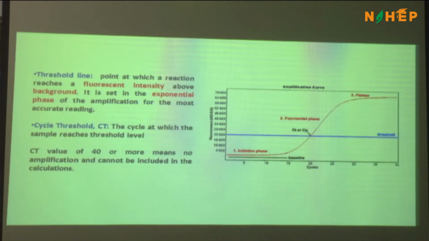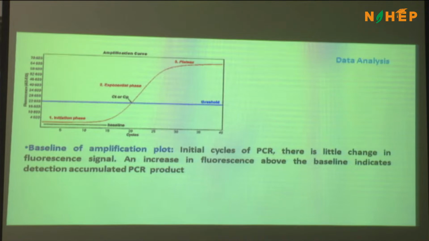Yeah, this is a threshold line. There are a few definitions. You can read that. Baseline of amplification plot. You can just read it. In the initial cycles of PCR, there is little change in the fluorescent signal. An increase in the fluorescence above the baseline indicates detection of accumulated PCR product. Okay, so this is a very important point.